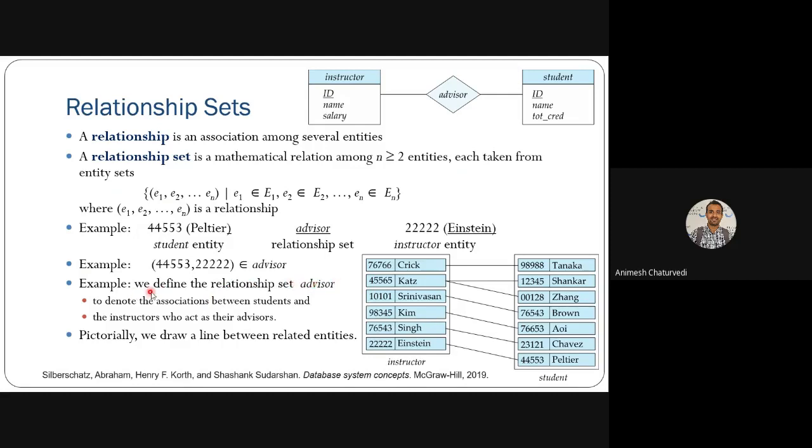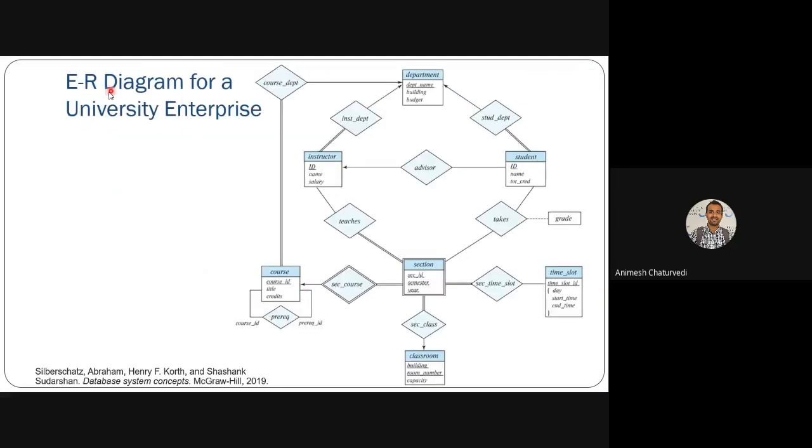So we actually define the relationship set to denote the association between a student and the advisor, and that relationship could be the advisor, and the other entity is instructor. So instructor and student have some relationship. Then this line is basically representing that relationship. Next, this is the large ER diagram for the entity relationship modeling for the university enterprise.